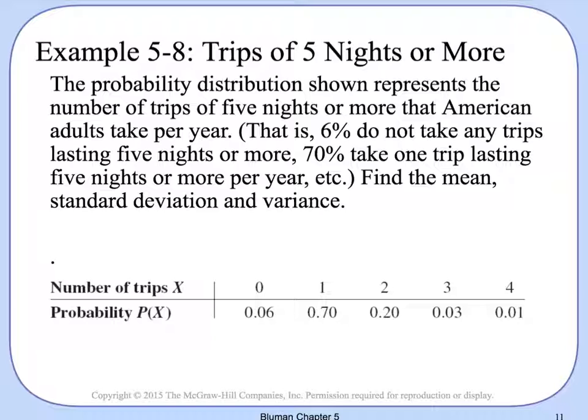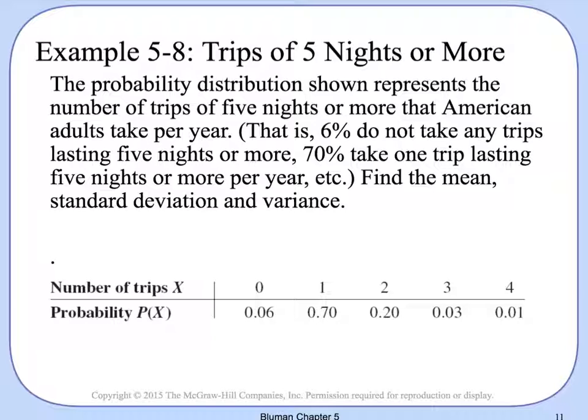Okay, so here's a probability distribution that comes from data. This is not theoretical probability. This is an actual experiment. So they did a survey. They surveyed a bunch of people, and they found out that the number of trips of 5 nights or more that American adults take per year is in this table. So 0 trips is 0.06. 1 trip of 5 nights or more per year is 0.7. So it looks like the majority of people, right, take 1 vacation a year pretty much. I call this a vacation.